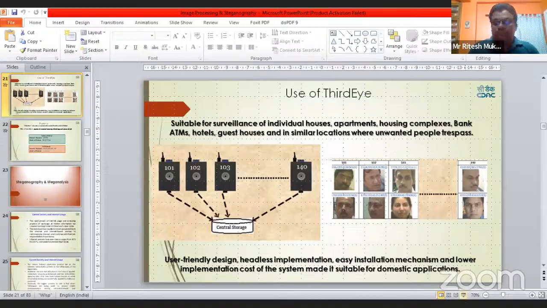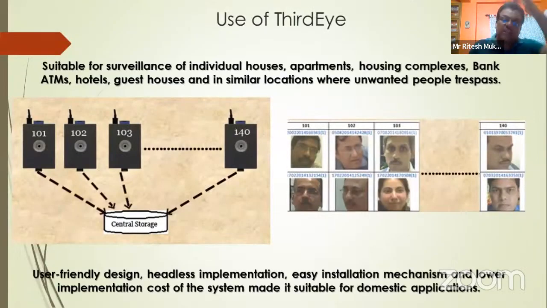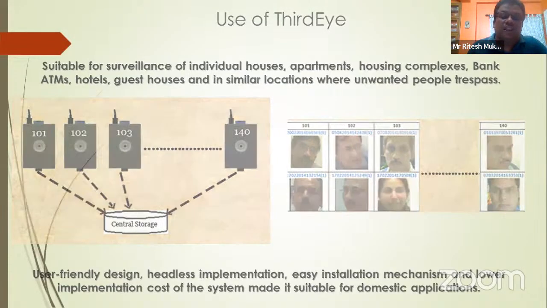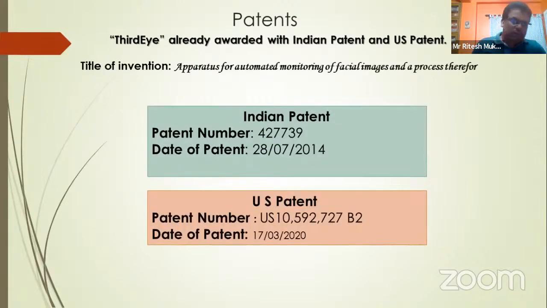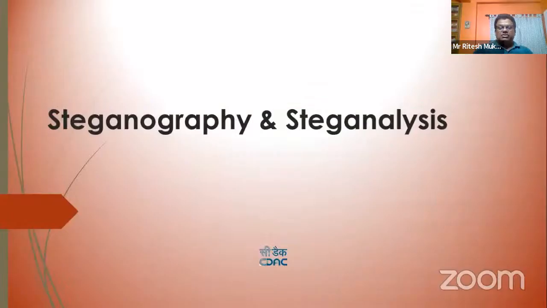So the specialty of Third Eye is that it will capture the facial image of the intruder and preserve it in a remote location for future reference, with date and timestamp. We already applied for a patent and got a US patent as well as an Indian patent for this. This is a low cost development of the same solution, an alternative to CCTV. It can be used for domestic purposes, and the solution is pretty easy.